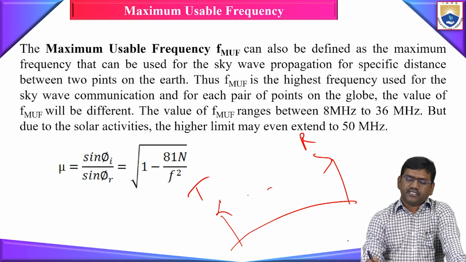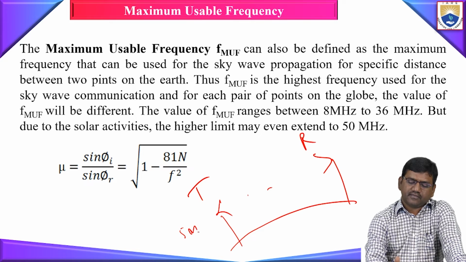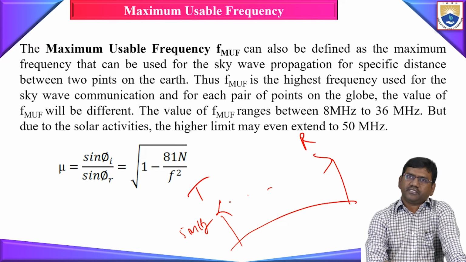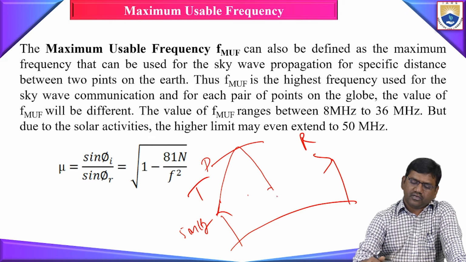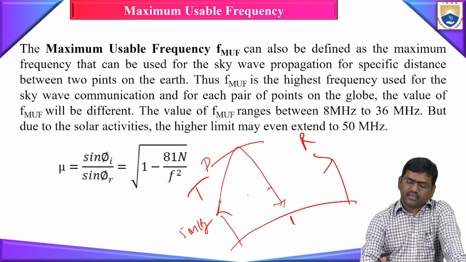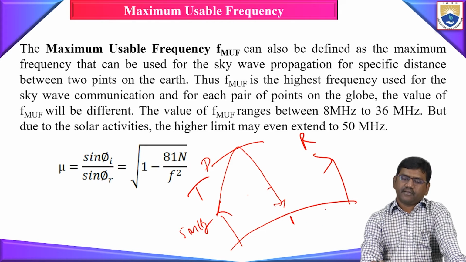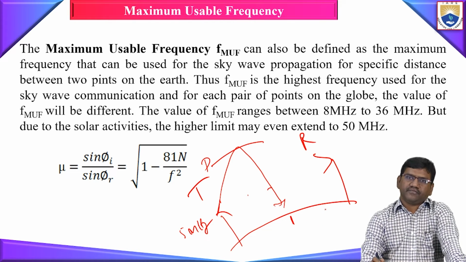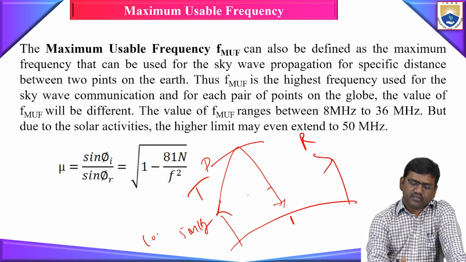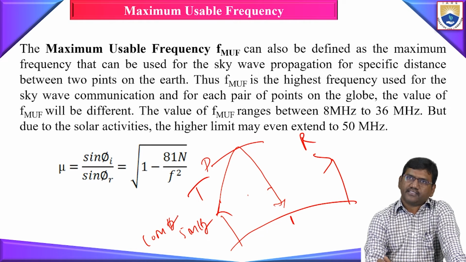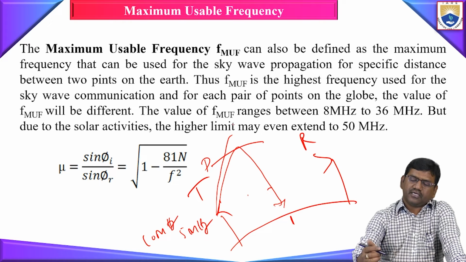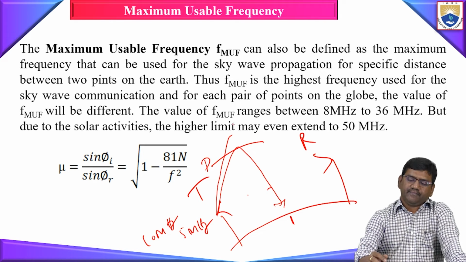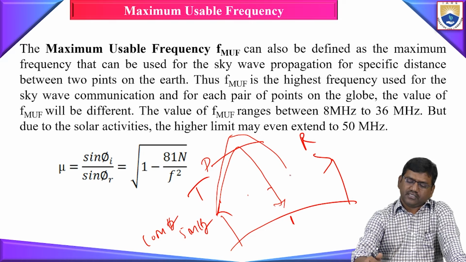We are going to transmit the signal at 5 megahertz. At 5 megahertz, the signal is going to touch a layer here, the D layer, and it is going to fall up to this distance, let us say 1. Now I am going to increase the frequency to 10 megahertz. If I increase the frequency, the signal is going to go to the topmost layer, that is the E layer. Again, it is going to reach the second point here.